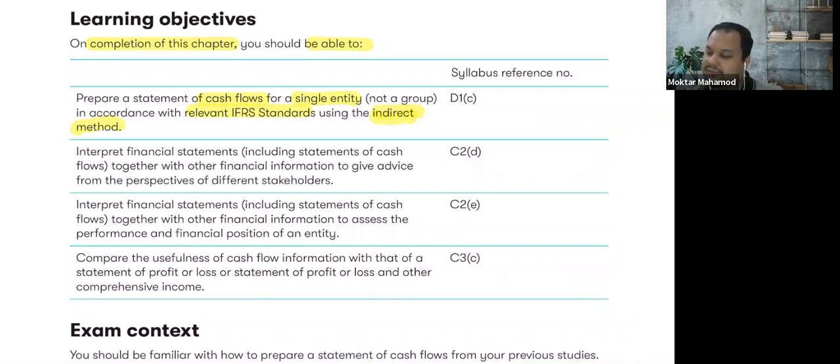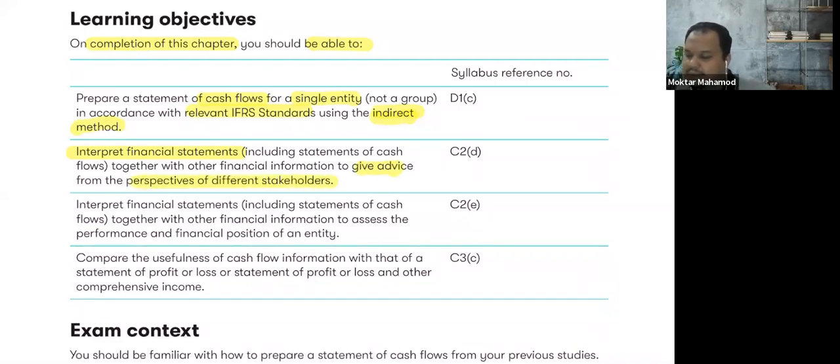And then cash flow will be related to interpretation of financial statements as well. They need to look at how well the company managed its cash in acquisition of assets, in generating cash from operations and revenue, or cash from issuance of shares. So you will interpret financial statements and give advice from the perspective of different stakeholders.